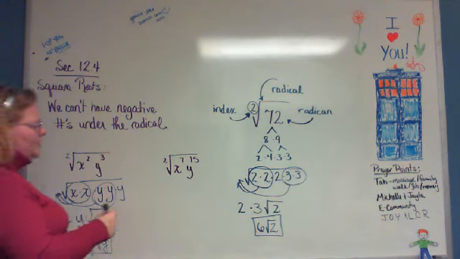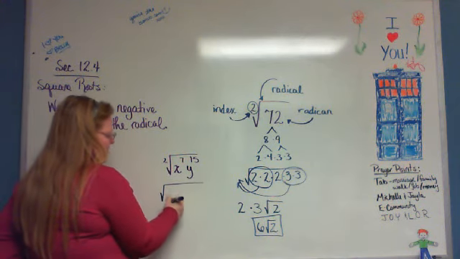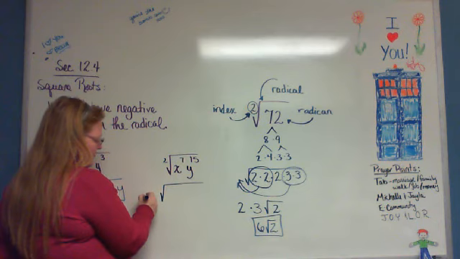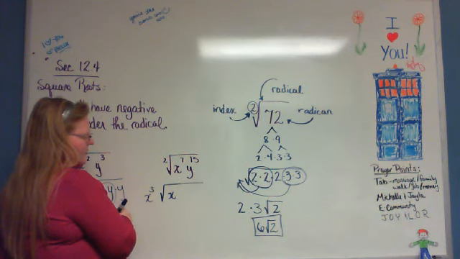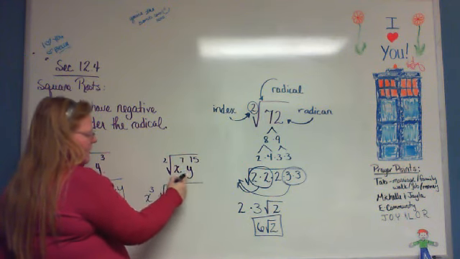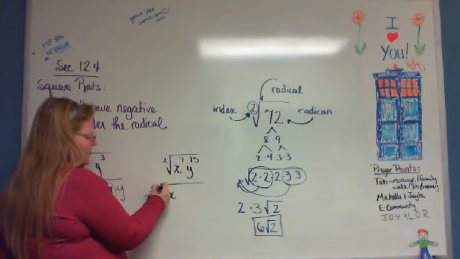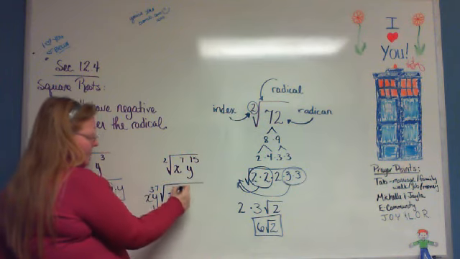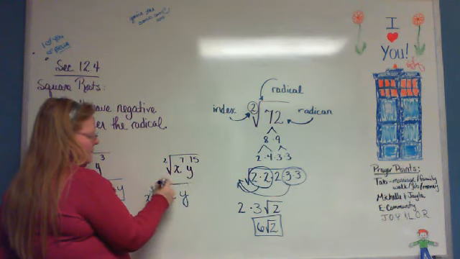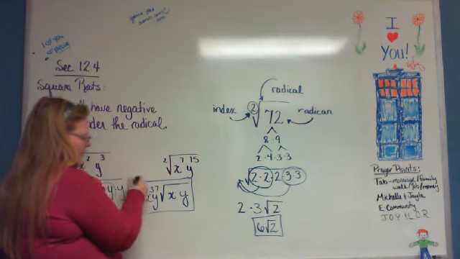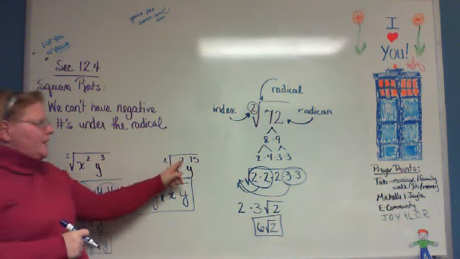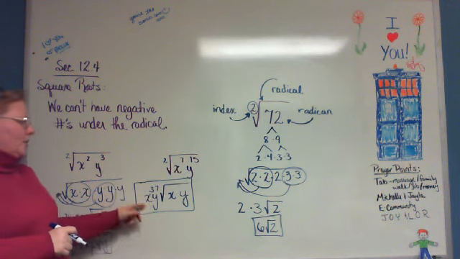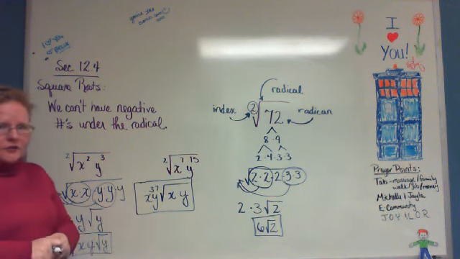You can use the same thing over here. 2 goes into 7 3 times, so that's x to the 3rd with 1 left over inside. And 2 goes into 15 7 times, so that's y to the 7th with 1 left over inside. And we didn't have to write that whole long thing out. It's always whatever the index is divided into the exponents. It tells you how many you're going to have outside and how many are left inside.